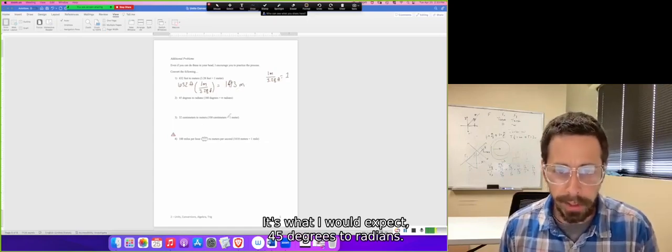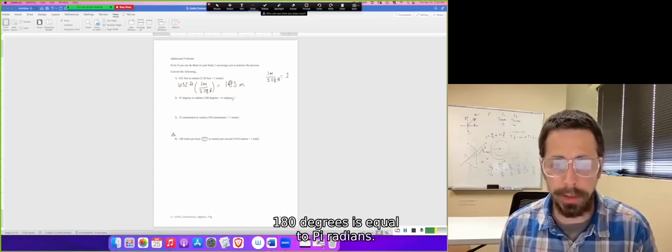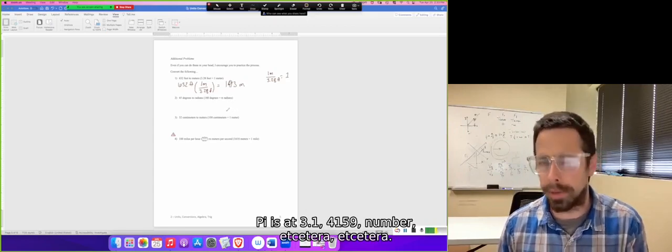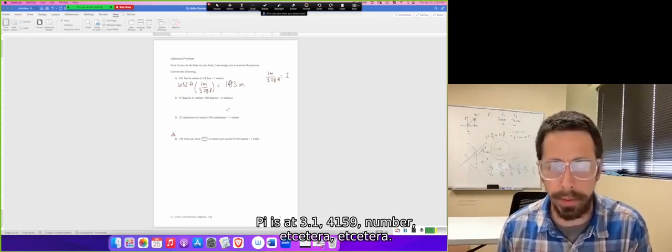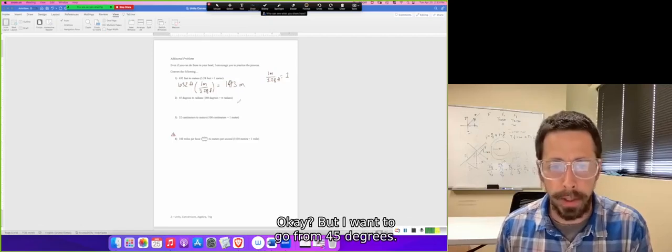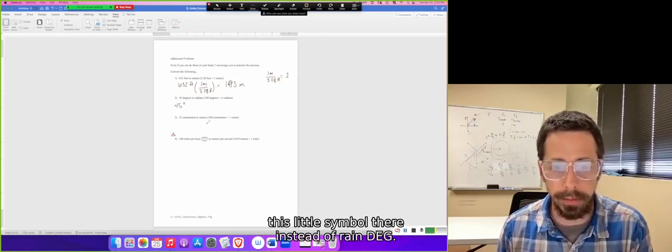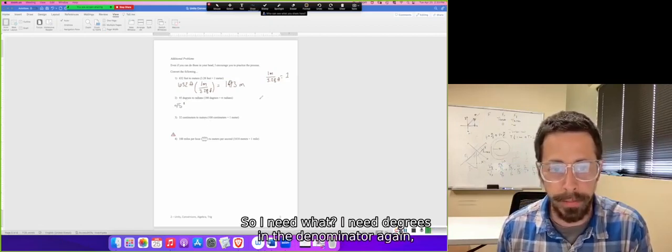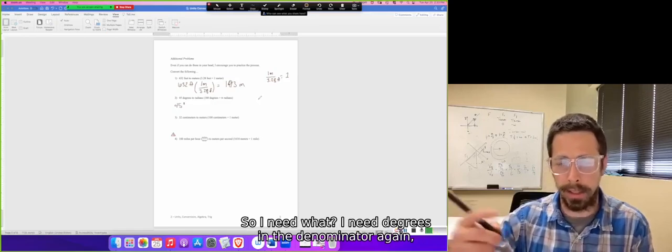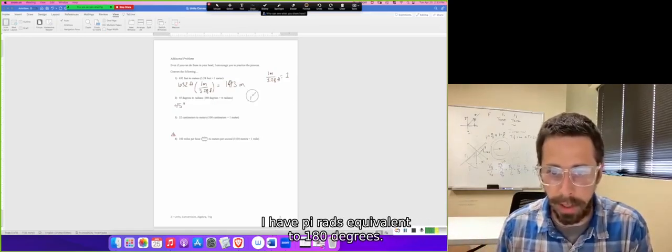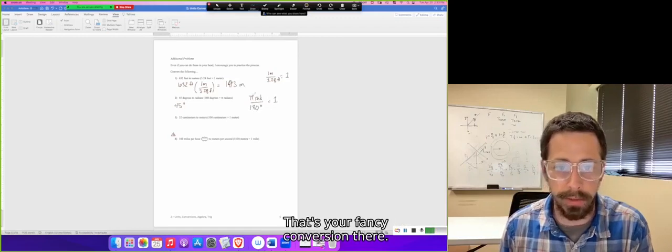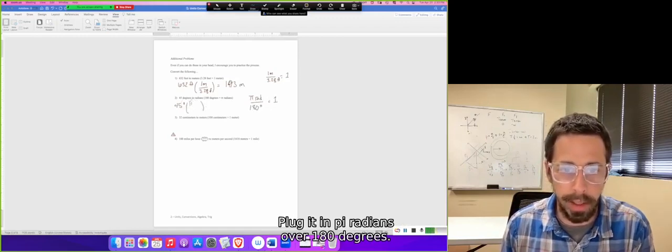45 degrees to radians. So here's that 180 degrees is equal to pi radians. Pi is that 3.14159 number, etc. Okay, but I want to go from 45 degrees. I'll just show a little symbol there instead of writing DEG. So I need degrees in the denominator again. So I have pi radians equivalent to 180 degrees. That's your fancy conversion there. Plug it in. Pi radians all over 180 degrees.